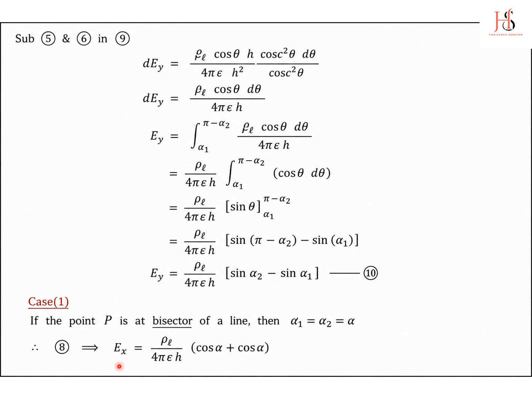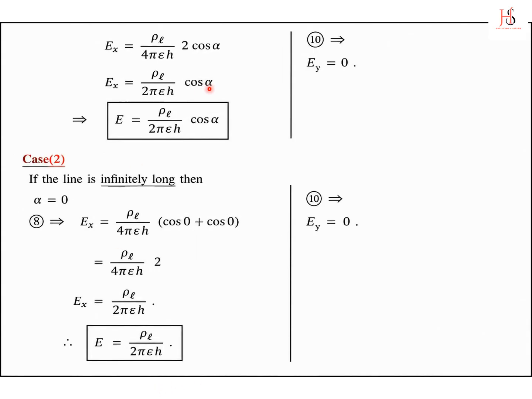Therefore, you will be getting Ex is equal to rho l divided by 4 pi epsilon h into cos alpha plus cos alpha. So when you add, you will be getting 2 cos alpha. This 2 and this 4 will get cancelled, and therefore you will be getting the electric field in the direction of x as rho l divided by 2 pi epsilon h into cos alpha. The next case is where you are considering the line is infinitely long. So far we have considered only a finite length of wire.